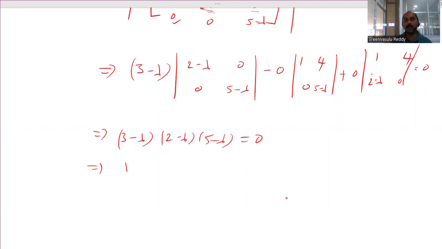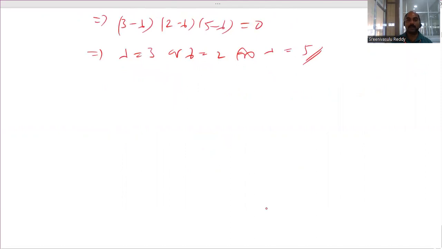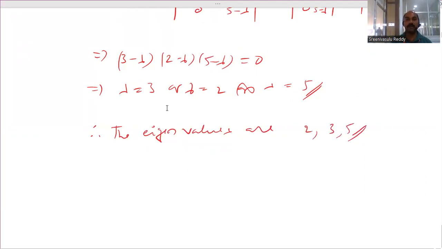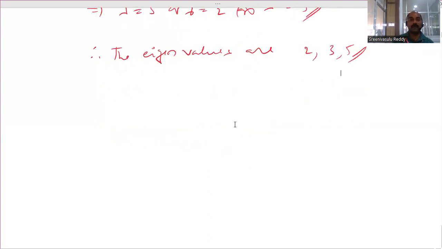A product of the three factors is 0 only when any one of the factors is 0. So lambda equal to 3, or lambda equal to 2, or lambda equal to 5. Therefore the eigenvalues are 2, 3, 5. Because it is a 3 by 3 matrix, we have 3 eigenvalues. Now find eigenvectors corresponding to each one. First I find the eigenvector corresponding to 2. The remaining I give as homework for you.